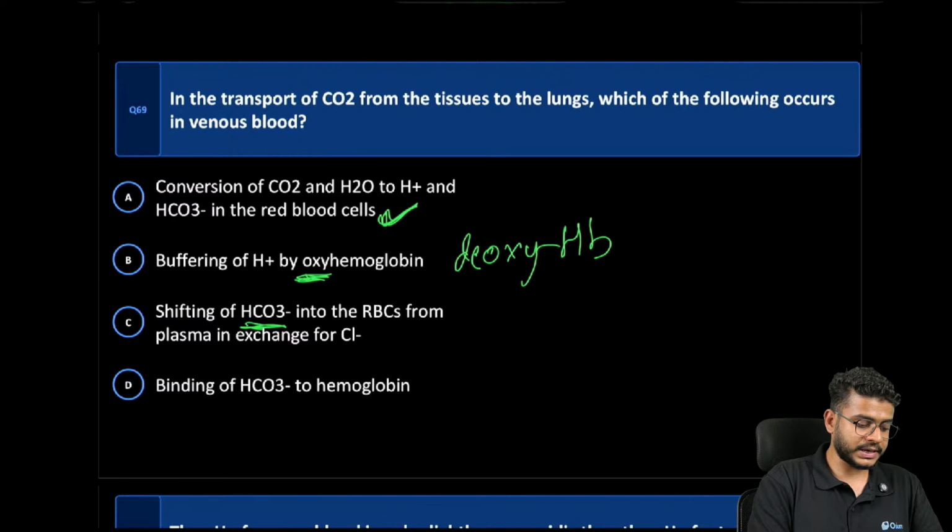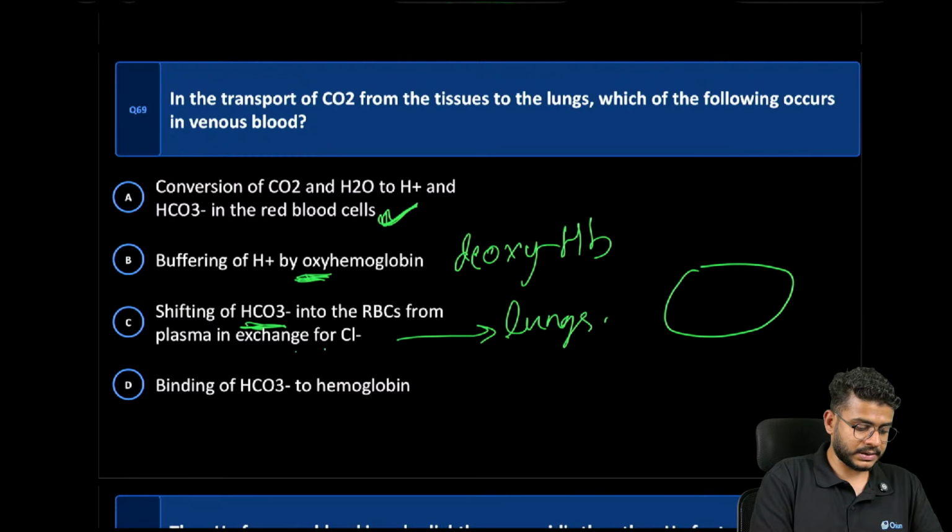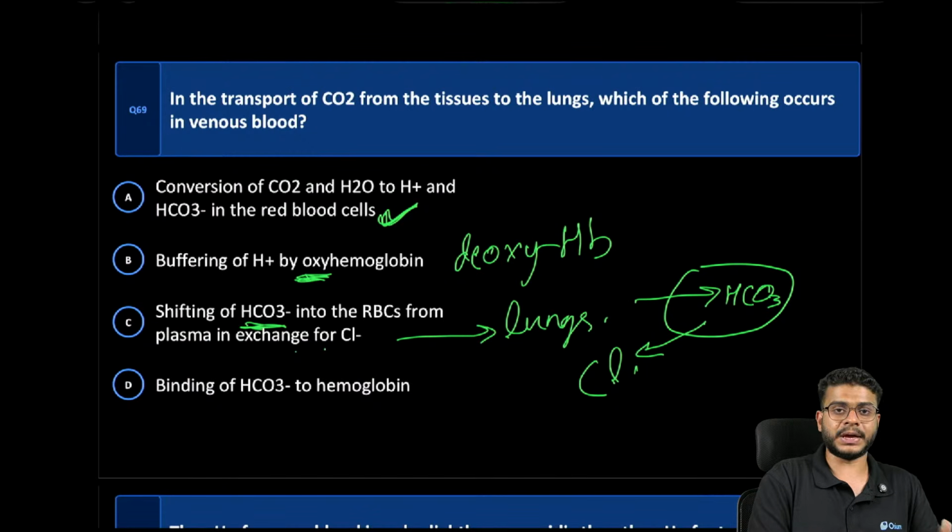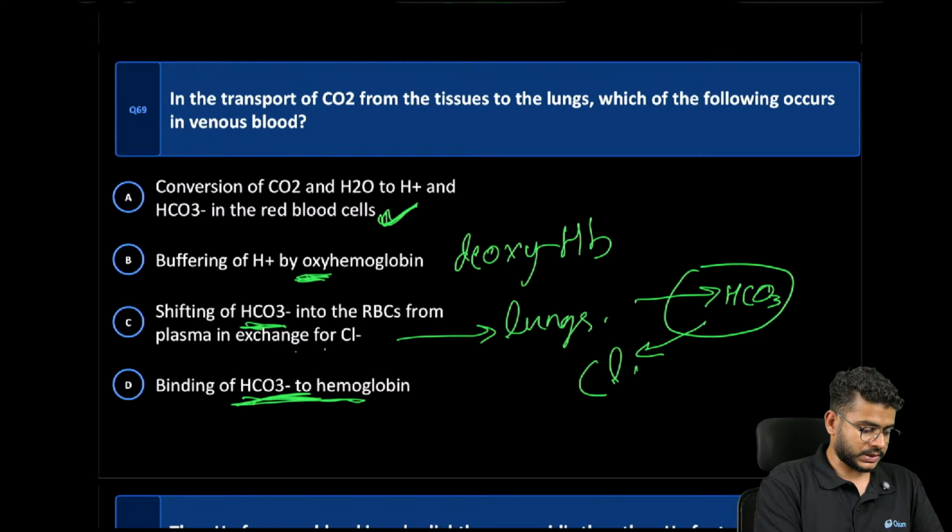Shifting of bicarbonate into RBC from plasma in exchange. No, this happens at the lungs. Bicarbonate gets inside the RBC and chloride leaves at the lungs. At tissues, what happens? Just the opposite. Bicarbonate leaves the RBC in exchange with the chloride. Binding of bicarbonate to hemoglobin. No. So the correct option is option A.